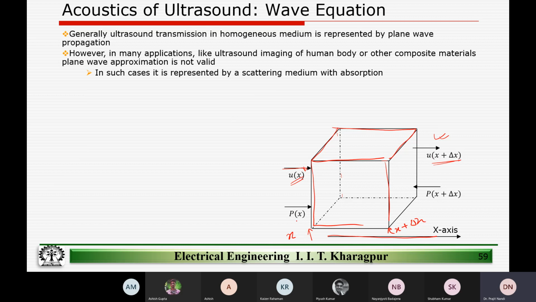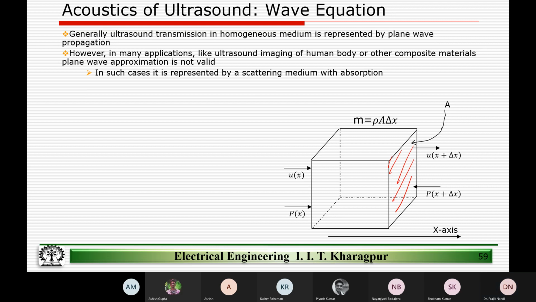Similarly, the pressure on this side of the cube is, let's say, p(x), and the pressure on the other side of the cube, please note the arrows are in the opposite direction, is p(x + delta x), right? P is a function of space. That's all we are communicating; that's all this picture says. And the face of this cube has an area A.